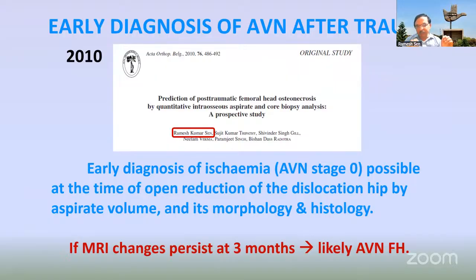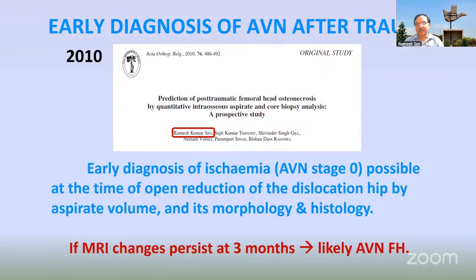That stage 0, the early stage of diagnosis of ischemia, is possible at the time when you are operating for the open reduction. If it is a dead head, we can find that out also. But what happens most of the time, even if we may be doing a closed reduction, when the MRI is to be done for AVN, as a protocol we advise in all our patients who had a dislocation, and where the reduction was more than 12 hours late, that the MRI be done after 3 months. Because we can do an MRI early, but the findings may not be consistent with the eventual outcome. So it is better to get an MRI at 3 months.